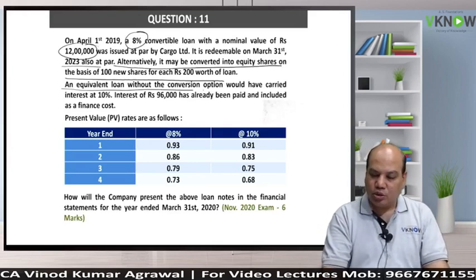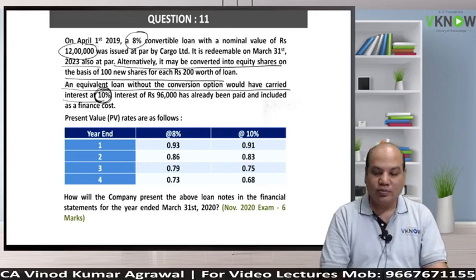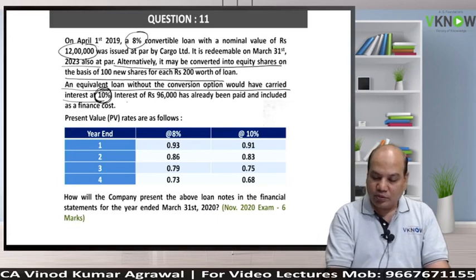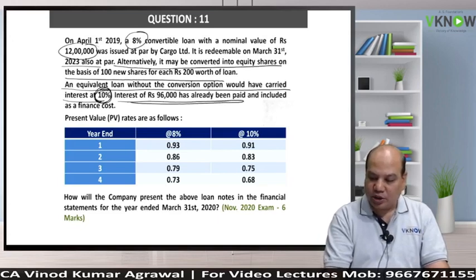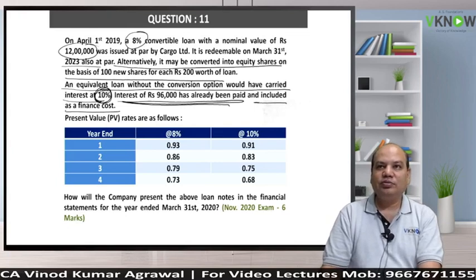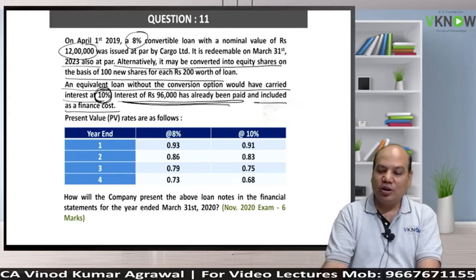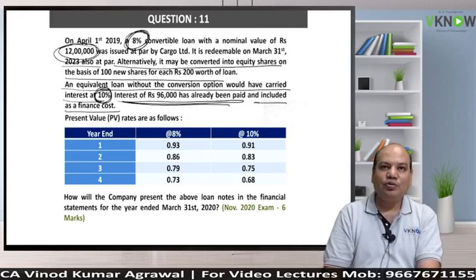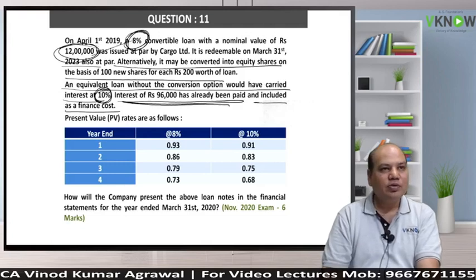An equivalent loan without conversion option has a 10% discount rate. So this 10% is the discount rate. This company's interest of 96,000 has already been paid and included as a finance cost. It is the usual accountant's mistake in Ind AS, because we have been trained for decades to take the coupon rate and multiply by face value and treat it as an interest cost. That is what they have done, 8% of 12 lakh.